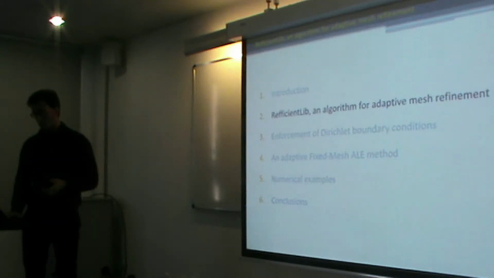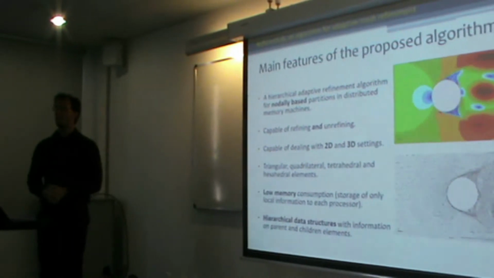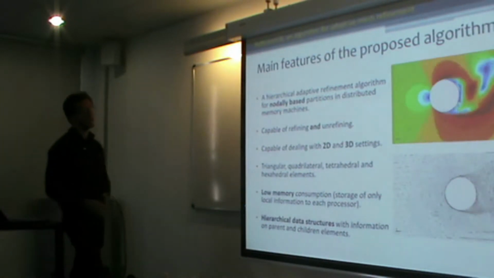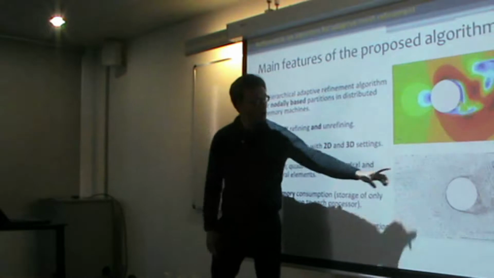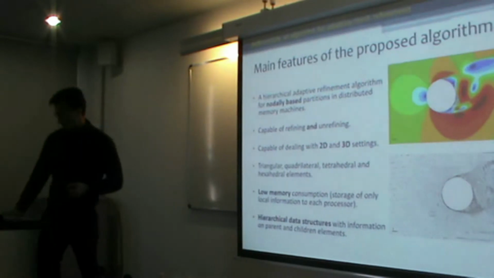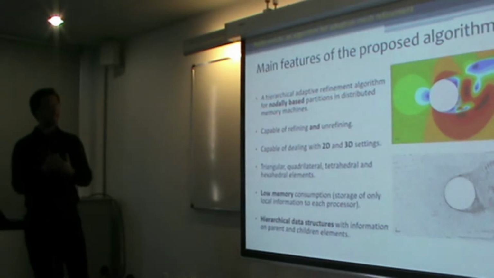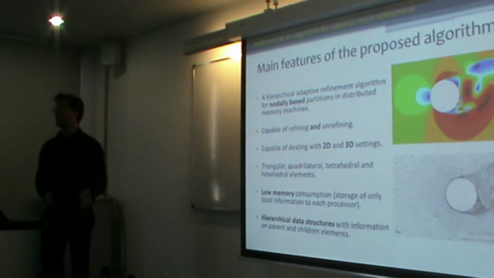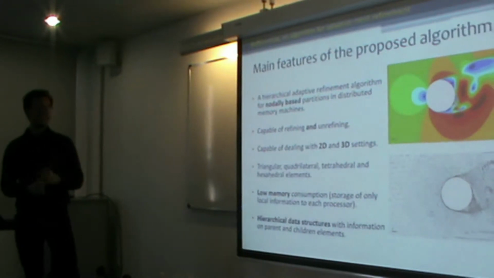Okay, so let me start by explaining a bit the library that we have developed in order to deal with this adaptive mesh refinement. It is based on a hierarchical mesh adaptation. So the basic idea is this one. We have some flow which is occurring around the cylinder, so we want our mesh to follow this flow, and for this it needs to be able to refine and unrefine the mesh. Okay? So for this we developed a library which is capable of refining and unrefining dynamically. It is capable of dealing with 2D and 3D settings, and it deals with several types of elements. So at this point we work with triangular, quadrilateral, tetrahedral, and hexahedral linear elements.